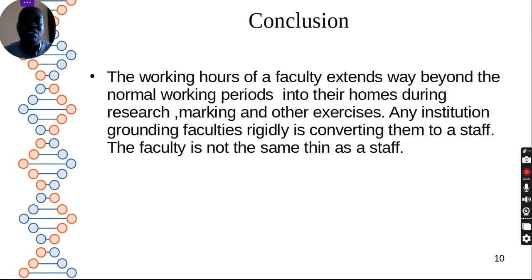So in conclusion, the working hours of faculty extend way beyond the normal working period into their homes during research, marking and other exercises. Any institution treating faculty rigidly is converting them to a staff. The faculty is not the same thing as a staff.